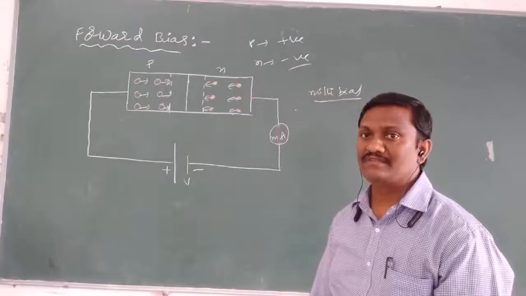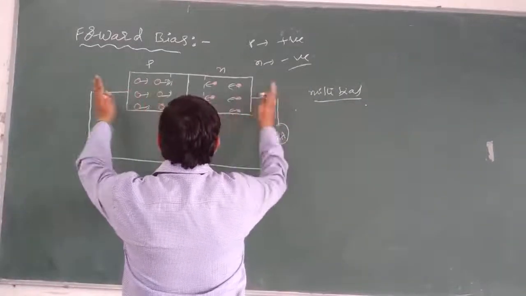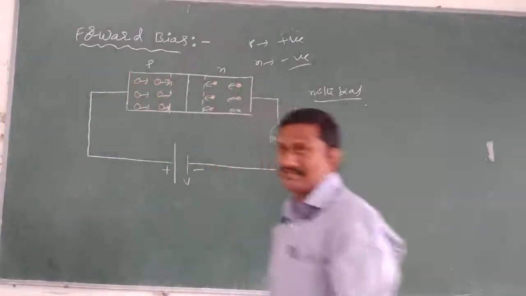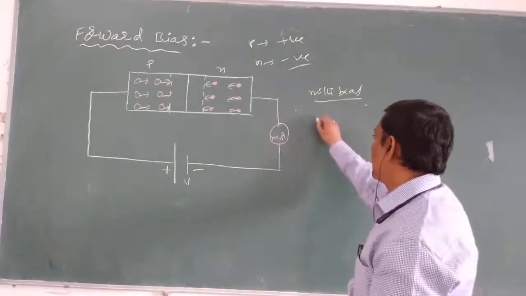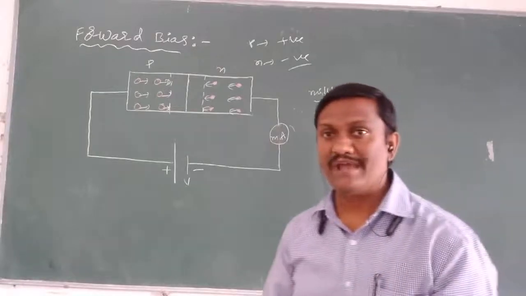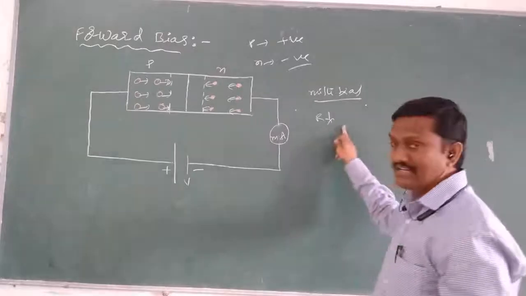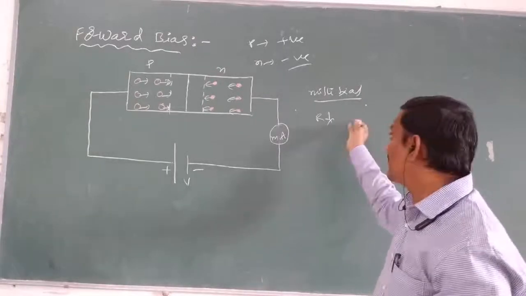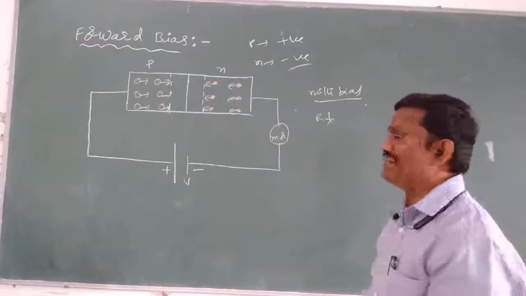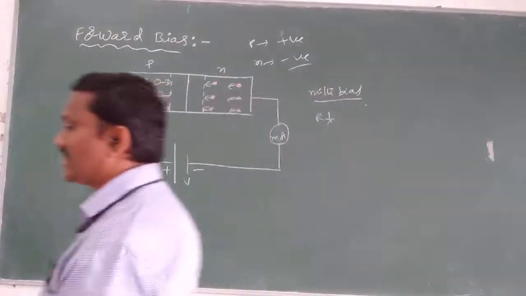Similarly, in forward bias, the majority carriers in both regions are moving towards the junction. When majority carriers move towards the junction, automatically the width of the depletion layer decreases. A decrease in width of the depletion layer means the resistance of the diode decreases. If resistance decreases, automatically current conduction increases and reaches a maximum, that is, in the order of milliamperes. So that is the working of a PN junction in forward bias.